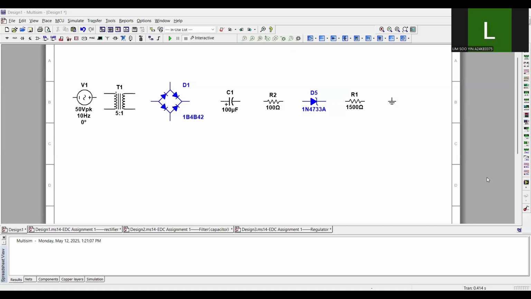Hi everyone, my name is Sui from Group 7, Section 1. Today, I will be demonstrating an AC to DC power supply circuit using Multisim.